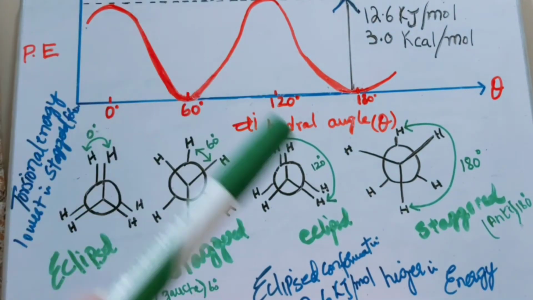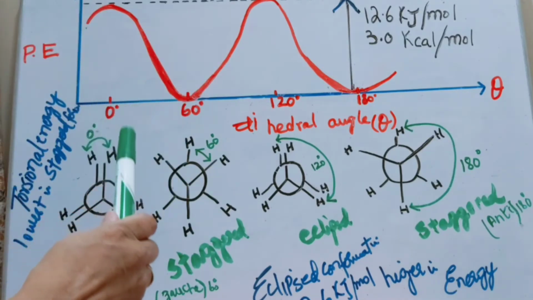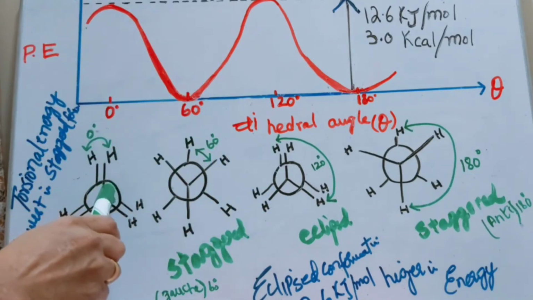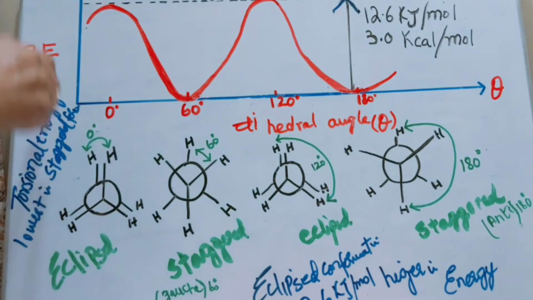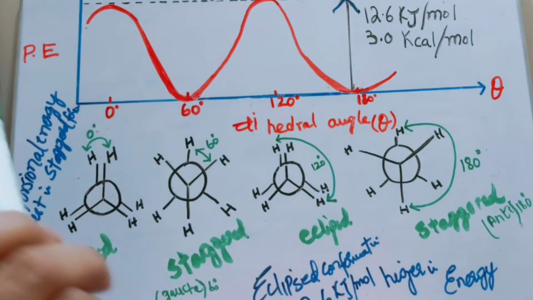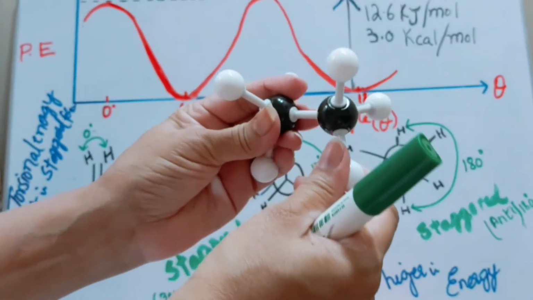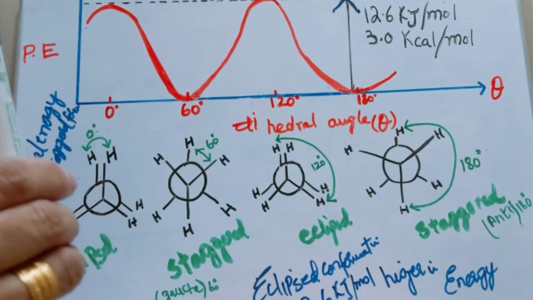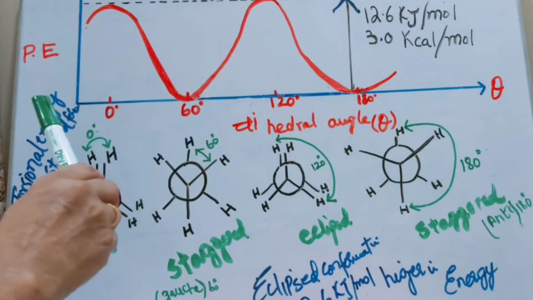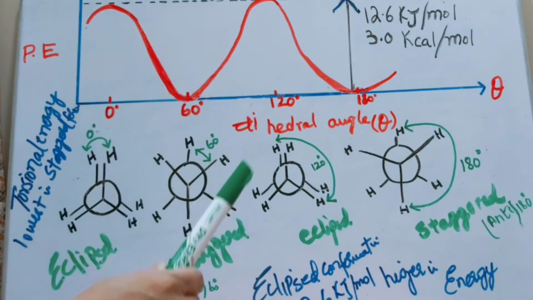So what is happening basically is that when the ethane molecule rotates towards the eclipsed conformation, the potential energy increases. When it rotates towards the eclipsed conformation, the potential energy elevates, and resistance to rotation occurs. The molecule has difficulty rotating. This resistance is simply termed torsion or torsional strain.